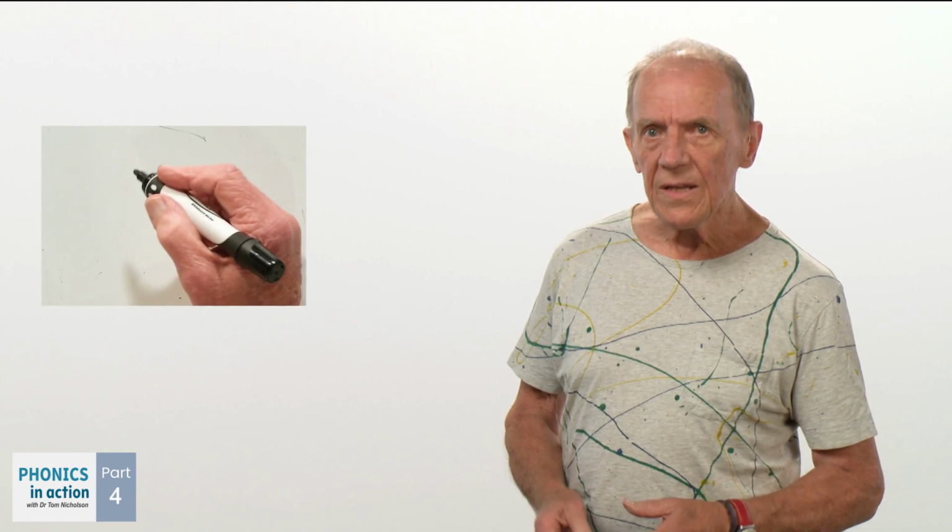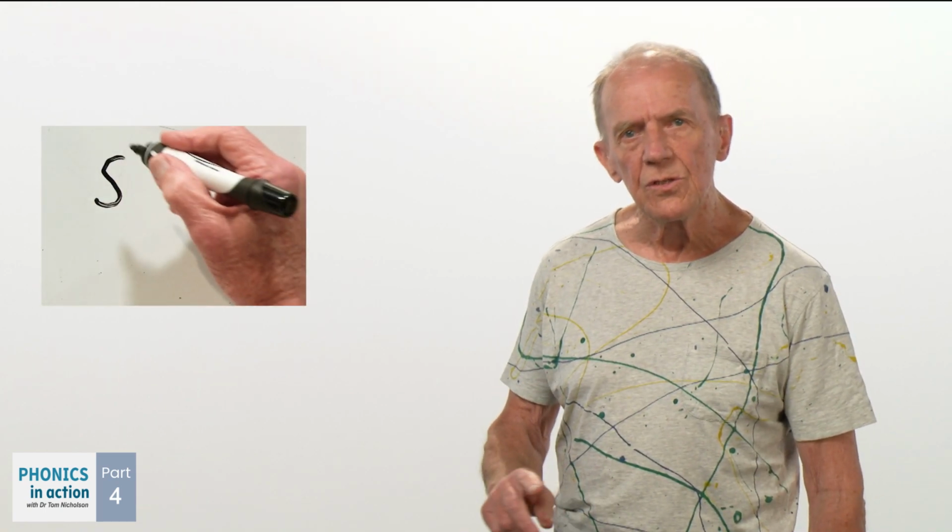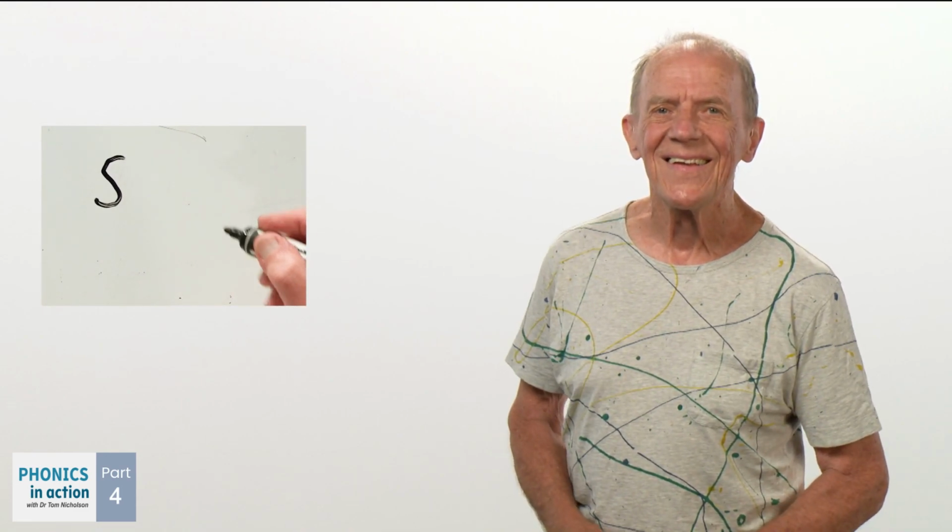So we've heard the sound, we've said the sound. Now let's write the sound. I'm going to write the sound. I'll start at the top, then I'll wind my way around like a snake and do the letter in one go. So, great. We've done the first sound.